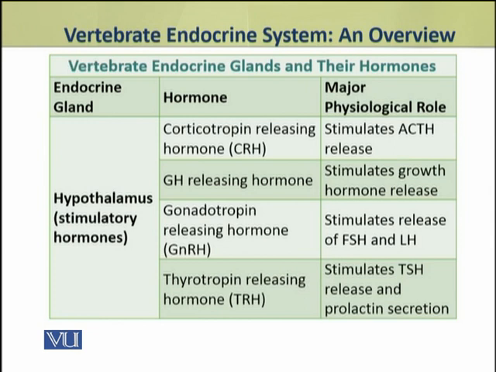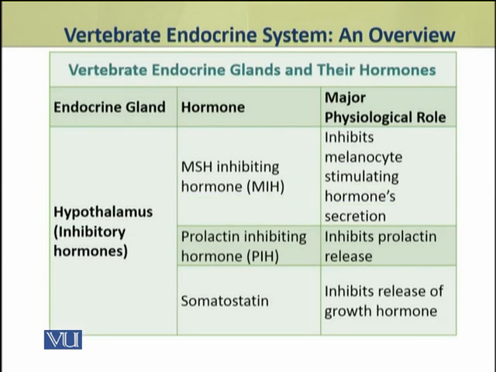These hormones are the tropic hormones and have 2 types of effects. 4 hormones have stimulatory effects and 3 hormones have inhibitory effects on release of hormones from the pituitary gland. These stimulatory hypothalamic hormones include the corticotropin releasing hormone, CRH, growth hormone releasing hormone, gonadotropin releasing hormone, GnRH, and thyrotropin releasing hormone, TRH. These hormones affect the anterior pituitary gland to produce the respective hormones.